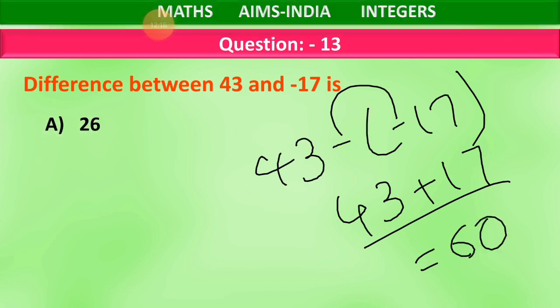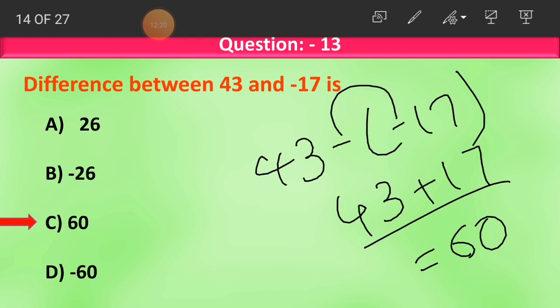Now let us look at the options. Option A 26. Option B minus 26. Option C 60. Option D minus 60. Which is the correct answer? Option C, 60. Again, regarding the sign, 43 is the higher number here. It has a positive sign. So the answer is also having a positive sign.